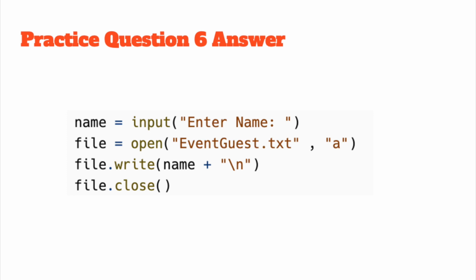Here we're just inputting a name. We're opening the file in append mode. We're writing the name variable plus \n to the file, and then we're closing it. Now I don't have to get an input. You could just write the name as a string instead of the name variable. But I wanted to show you that you could also write variables to it rather than just strings.